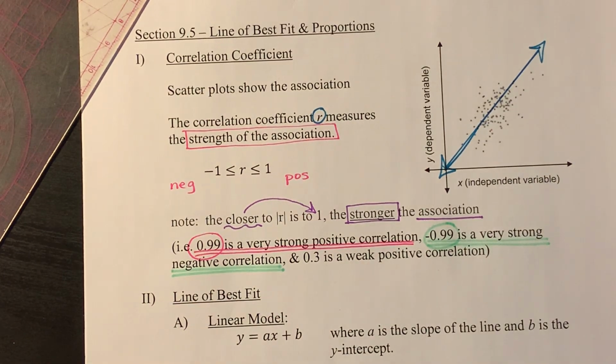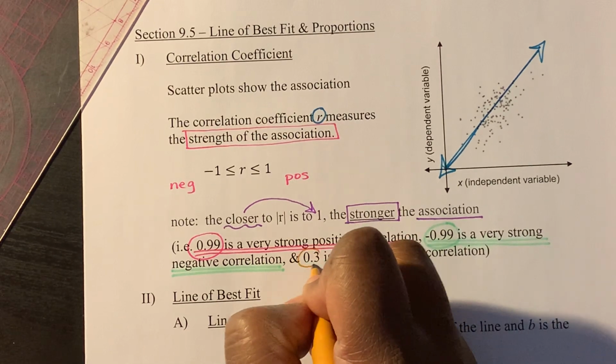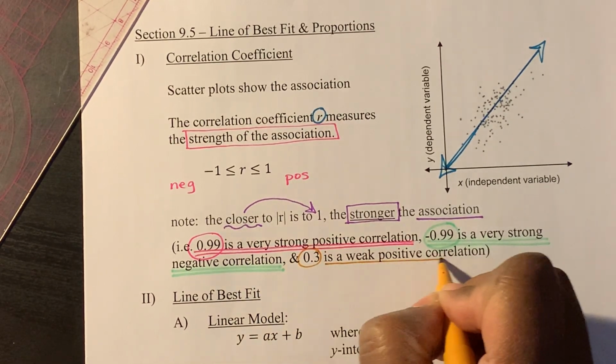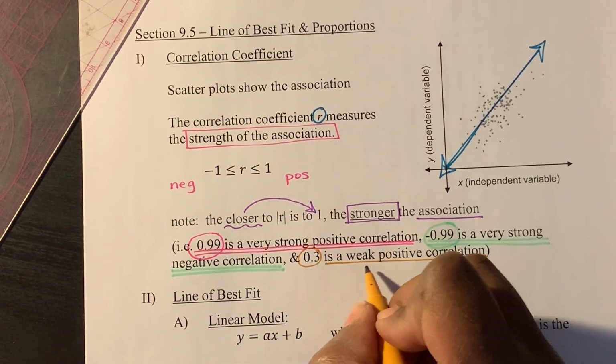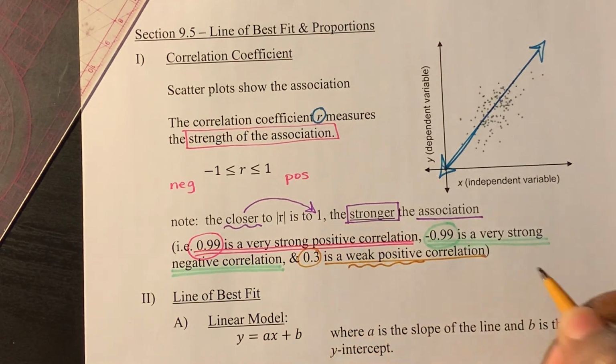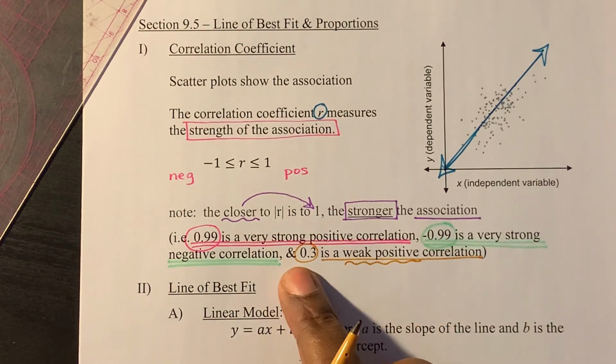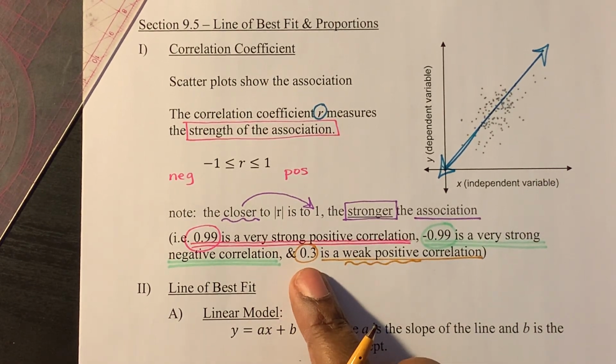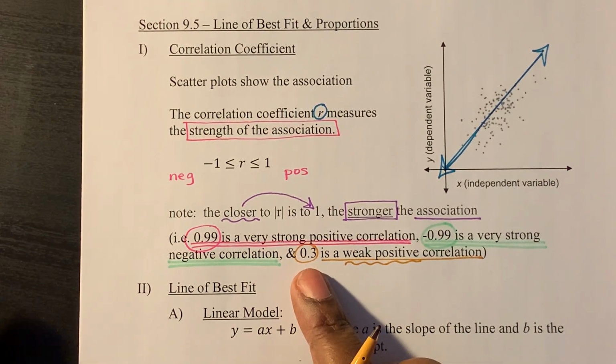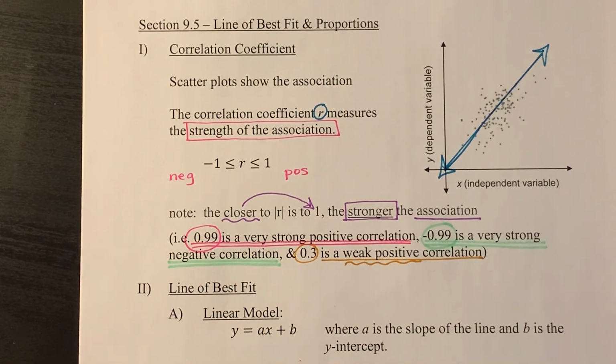Whereas if it's not close to 1, if we're talking about something a little bit further away, say 0.3, that's going to be a weak positive correlation, but still a correlation in and of itself. So we're going to make sure that we keep an eye on that. This doesn't mean that there's not a correlation, just means that there's less of one. And correlation just means a relationship between the two.